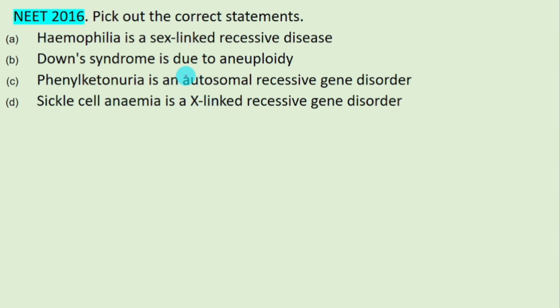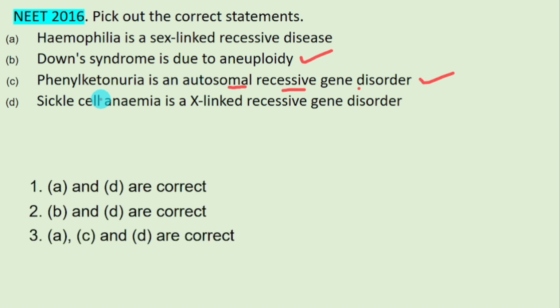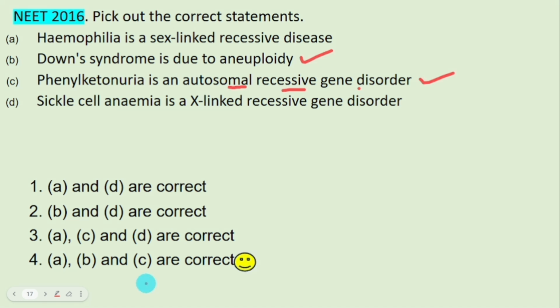First one, multi-statement question. Pick out the correct statements. Okay, ignore this. We haven't covered this so far. What about Down syndrome? Down syndrome is due to aneuploidy. Is this correct or incorrect? This is correct. It is trisomy 21. Phenylketonuria is autosomal recessive gene disorder. Correct. Okay, ignore this, sickle cell and hemophilia. Let's check the option. B and C are correct in option 4. When we will study hemophilia, then again I will discuss this question that time.